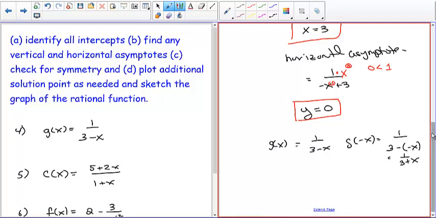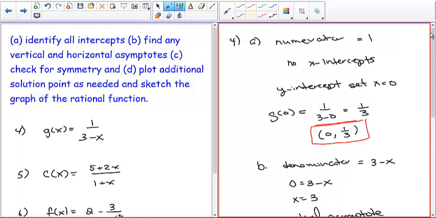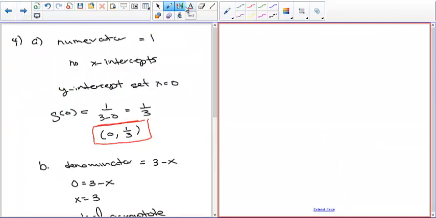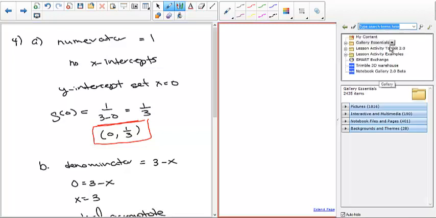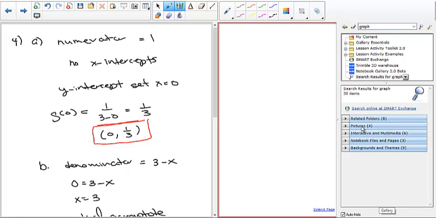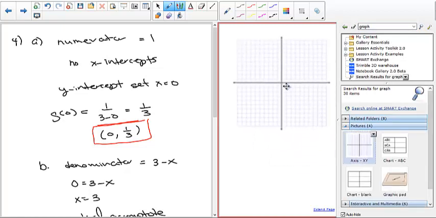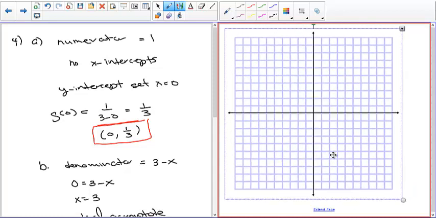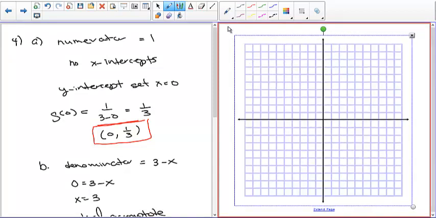Okay, so now we need to plot what we know, and then we'll see if we can come up with some extra points that we need. So we're going to get a piece of graph paper. One nice thing about rational functions is a lot of times you don't have to do crazy scales. You can just do minus 10 to plus 10 in both directions. It's the x-axis, y-axis. Okay, so let's plot what we know.